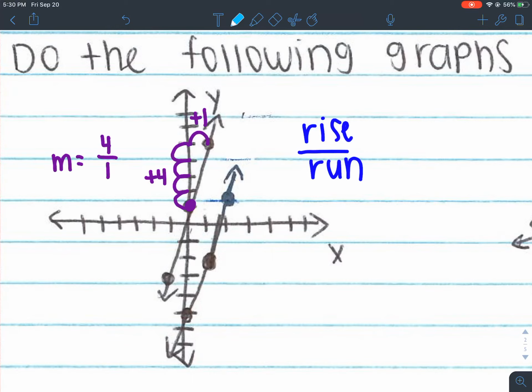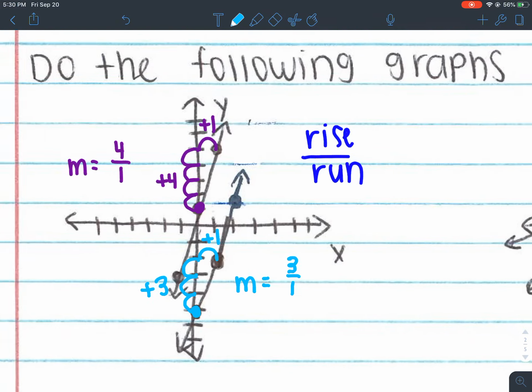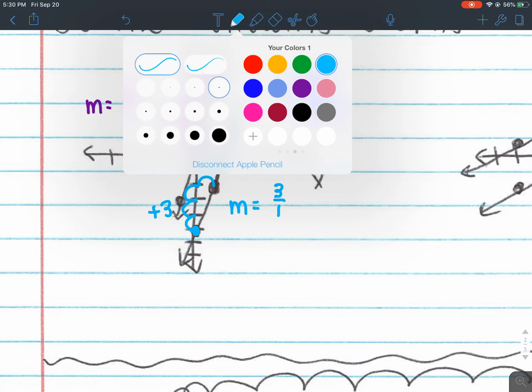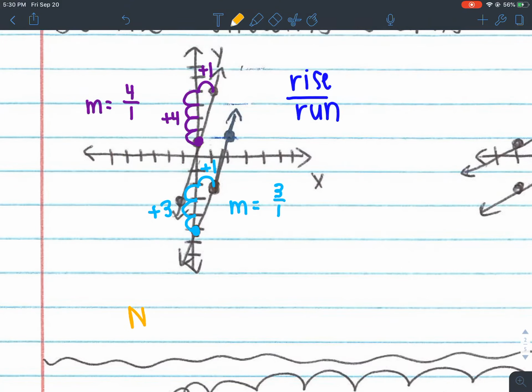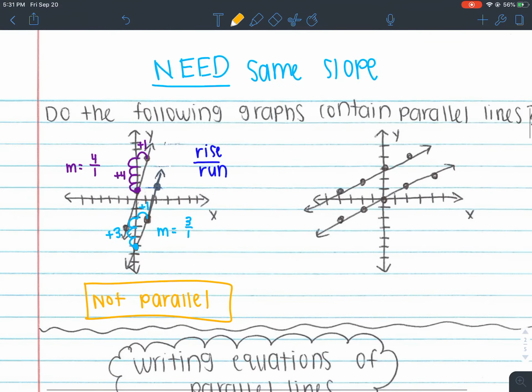And then I'm going to go ahead and use this point down here for my second line, because I have two different lines here. I'm going to go up and I rise 3, and I run positive 1. So my slope here is rise 3 over 1, or 3. Are these slopes exactly the same? No. So they are not parallel, because their slopes are not exactly the same.